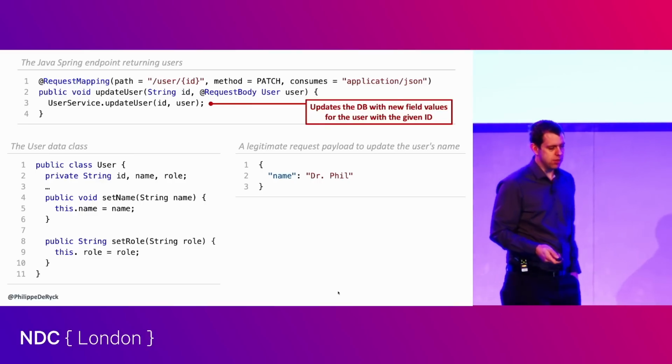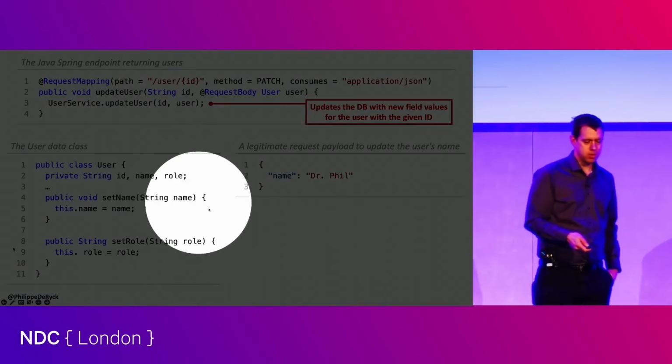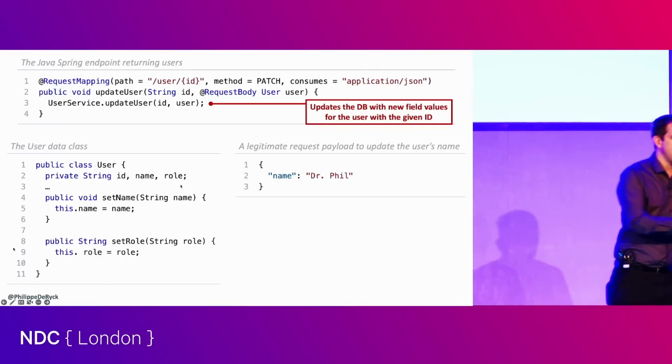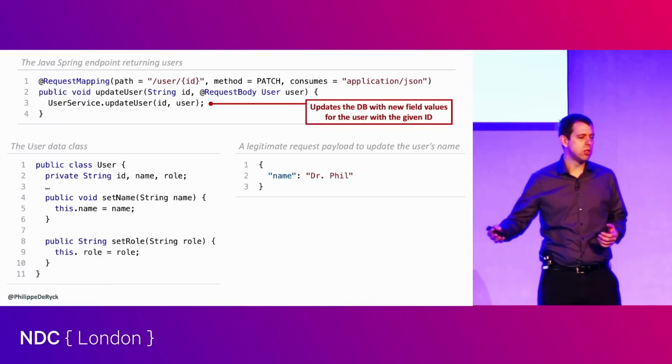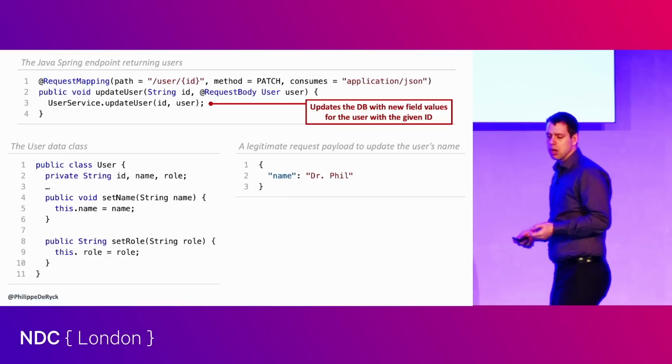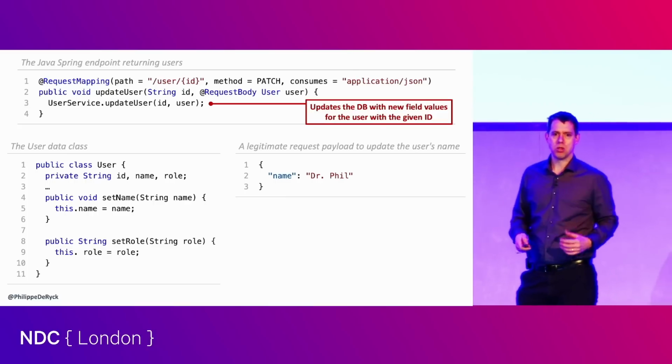But look at the class on the left. Let me see. Yes, my highlighter works. The class on the left has a role parameter. Guess what that does? That's used for authorization purposes. I may be a user in the system, so my role is user, and that's it. So what if I send a request with additional JSON properties? What's going to happen here?